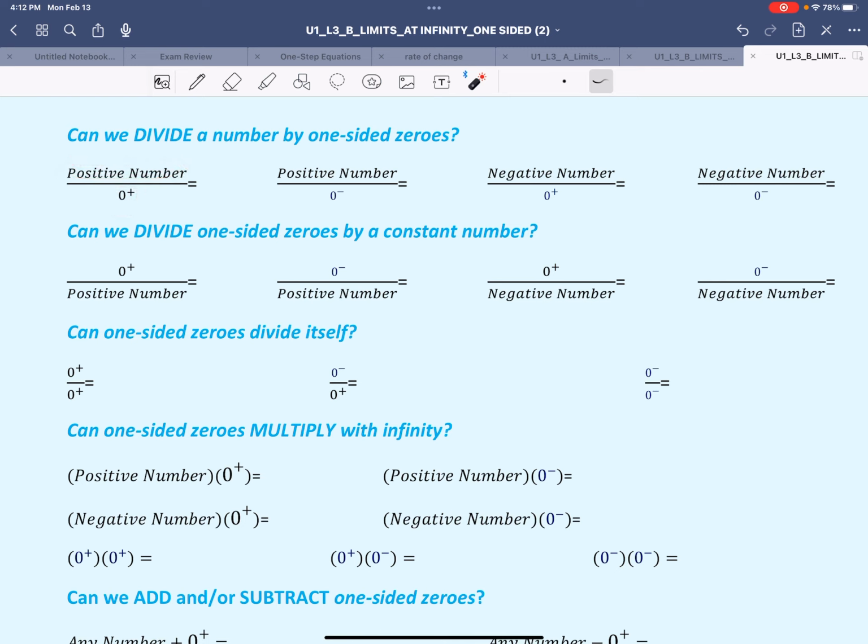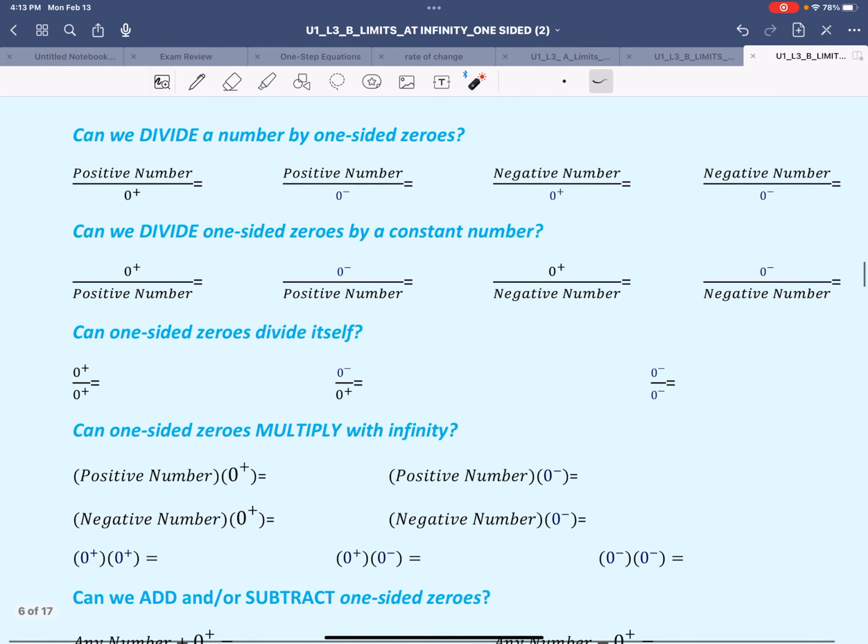So imagine you have a positive number, let's say positive 2, and you are dividing it by 0.0000, and you can continue on forever. So we obtain a very large number in this case, and the smaller this zero becomes, or the closer 0 plus gets to 0, the larger the value of the entire fraction becomes. So we're going to say that the answer in this case will be infinity. So the answer is, yes, we can divide a positive number by 0 plus and we get infinity.